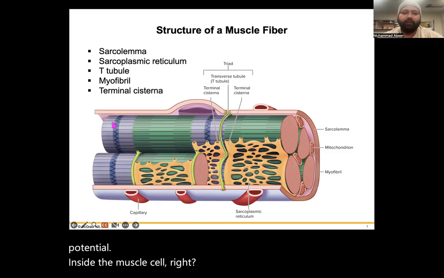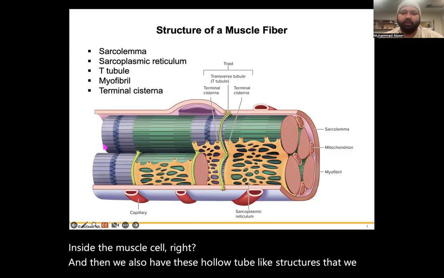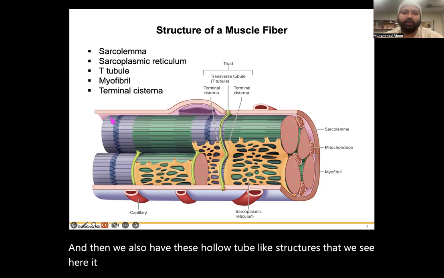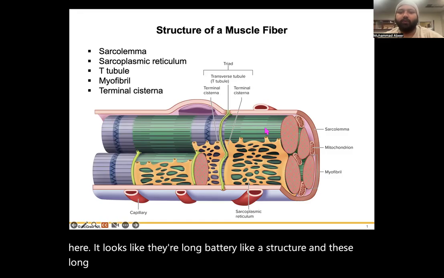And then we also have these hollow tube-like structures that we see here. Looks like they're long battery-like structures. And these long structures represent myofibrils. And myofibrils are all the proteins that we have in the muscle cells.